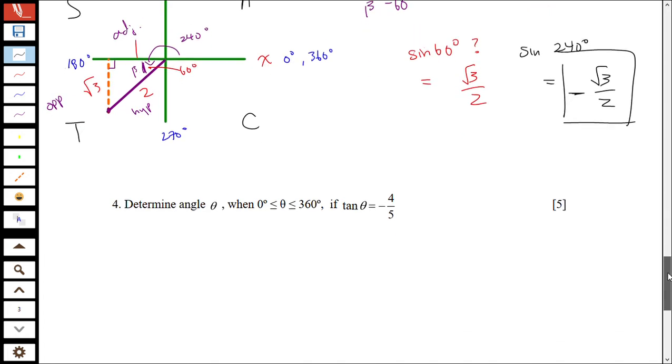And that's my final answer. Okay, I think this is the last question. Yes, it is. Number 4, determine angle theta when theta is between 0 and 360, and tan theta is going to be negative 4 over 5. So we're going to determine our theta, and it gives us the tan ratio.